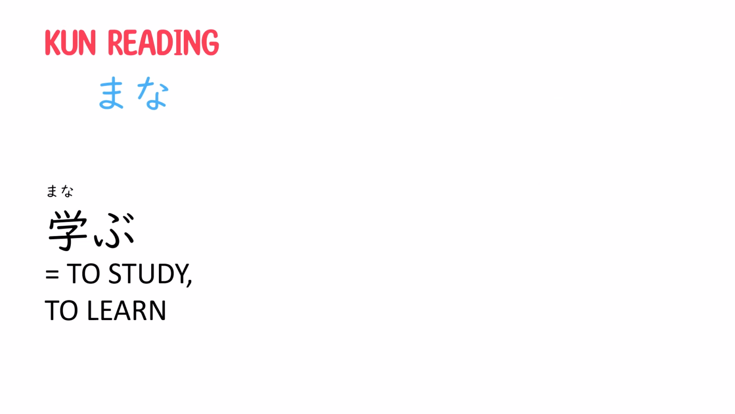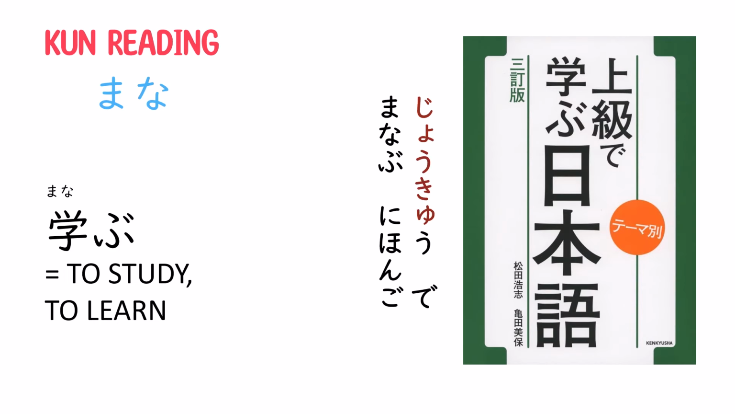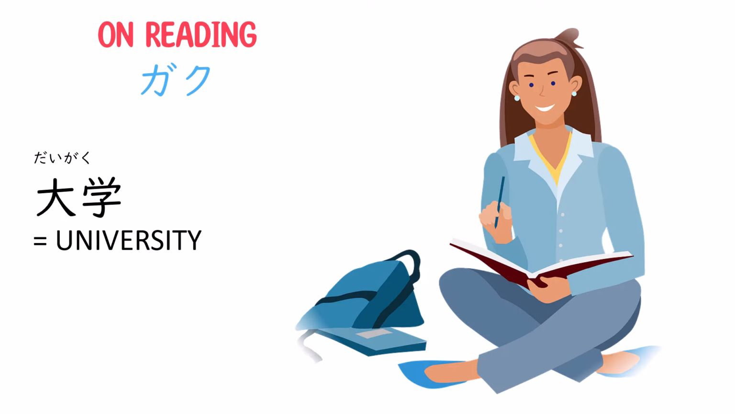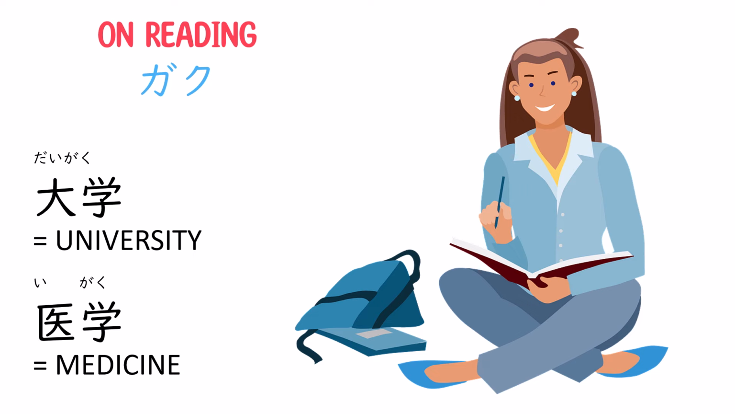The kun reading is mana. The example is manabu, or to study, to learn. The sentence is Jōkyū de manabu nihongo, high level of Japanese learning. The on reading is gaku. The examples are daigaku, university, and igaku, medicine.